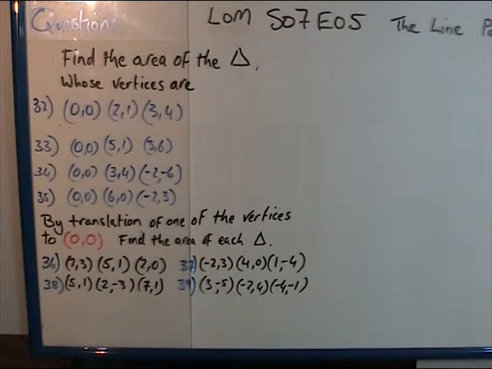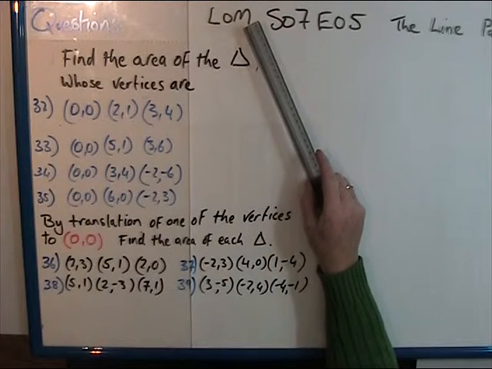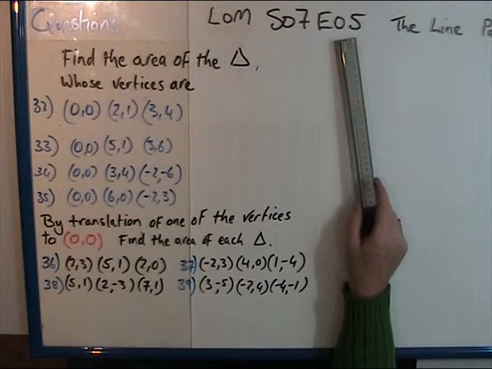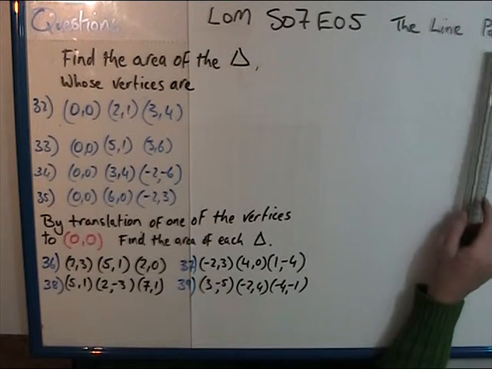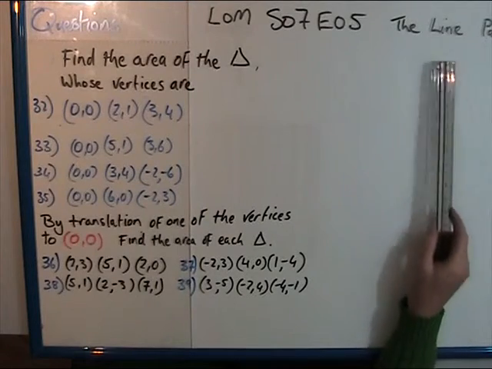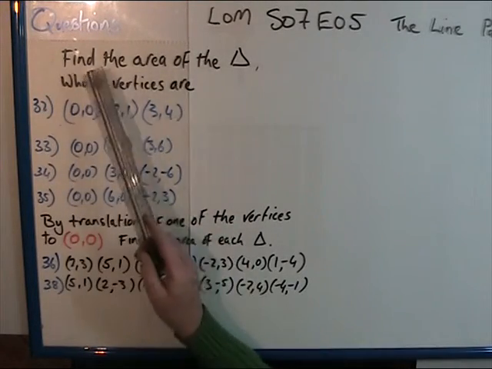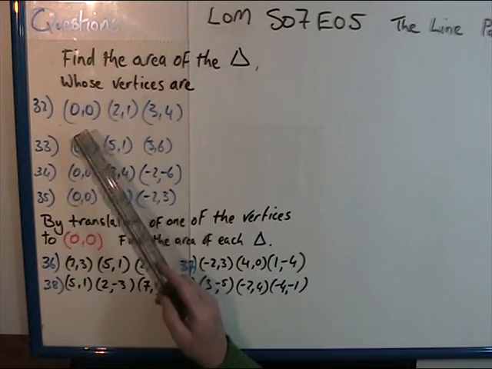Now today we're doing Leaving Cert Ordinary Level Maths, Series 7, Episode 5, and it's the line. Geometry of the line, or coordinate geometry, and it's Paper 2. Now here are some of the questions. I'll go through these later, which you will understand.